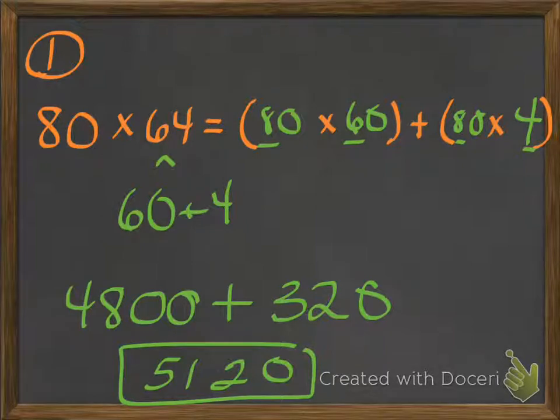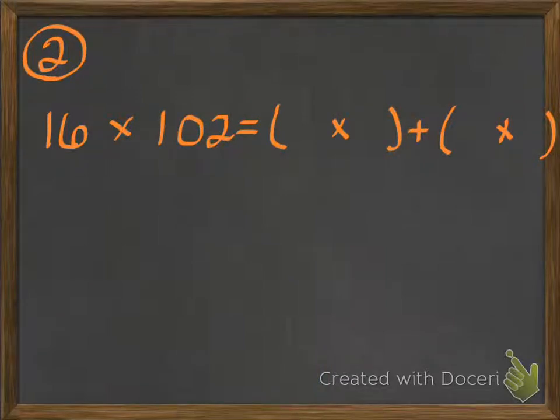Okay, you should have broken down the 64 because you can multiply 80 even though it's a big number. It's easy to multiply times 80 because it ends in a 0. So break down that 64 into 60 plus 4, and then you're multiplying 80 times 60 and 80 times 4 and adding them together. Then you get 4,800 for the first part, and then 320 for the second partial product. Add them together, get 5,120. Try another. 16 times 102.